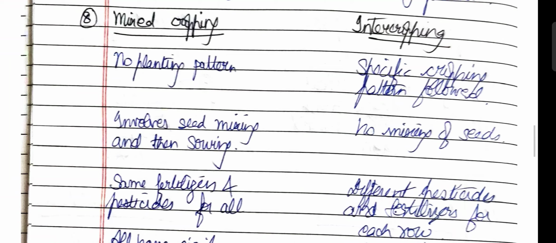First of all, in mixed cropping, the seeds are mixed together and then sowed without any specific row formation. In intercropping, there is no mixing of seeds. One row will consist only of crop 1 and the second row will consist of crop 2. Whereas in mixed cropping, they first mix the seeds and then scatter them randomly. So in one field, there can be seeds of 2 different crops.